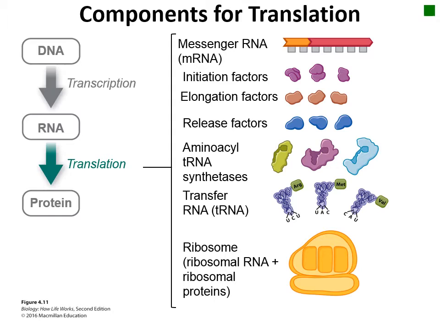Translation requires many components in order to occur. Messenger RNA we have discussed previously. It is the template required for translation and is produced from the transcription of a gene. Translation also requires two other types of RNA molecules, transfer RNA, or tRNA, and ribosomal RNA, or rRNA.